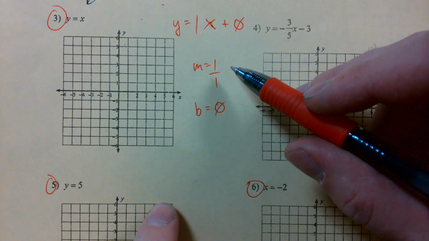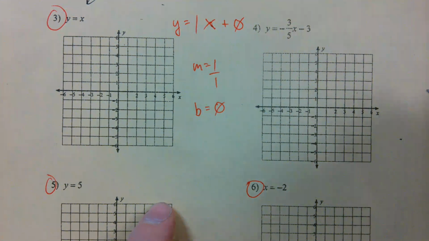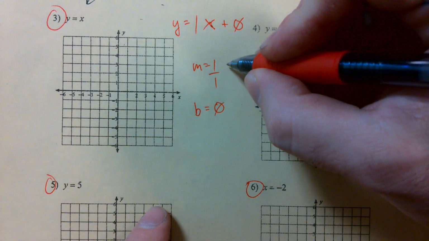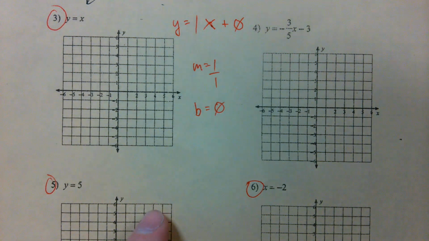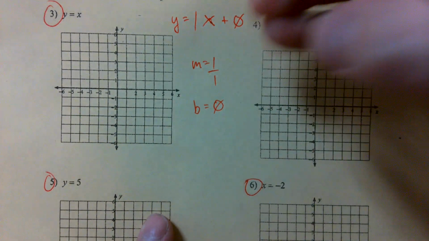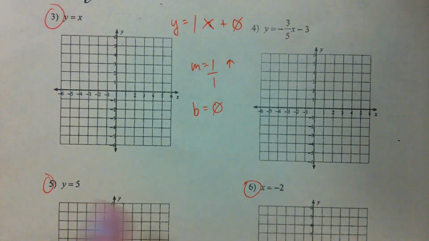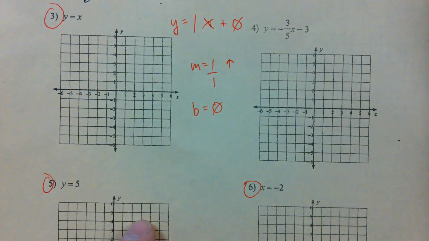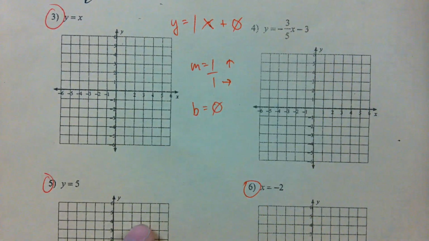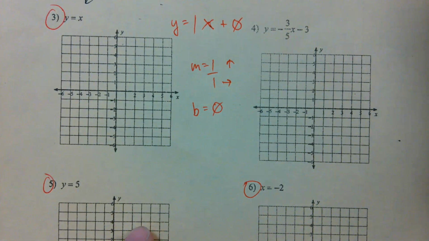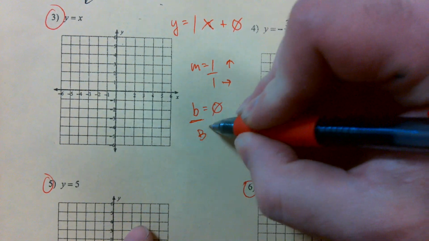So rise 1 unit, run 1 unit. In what direction am I going to rise this 1 unit? Up. How do I know I'm going up? Because it's positive. What direction am I always going to run? To the right. Where am I going to begin by making my first point? 0. That's what b stands for: begin.